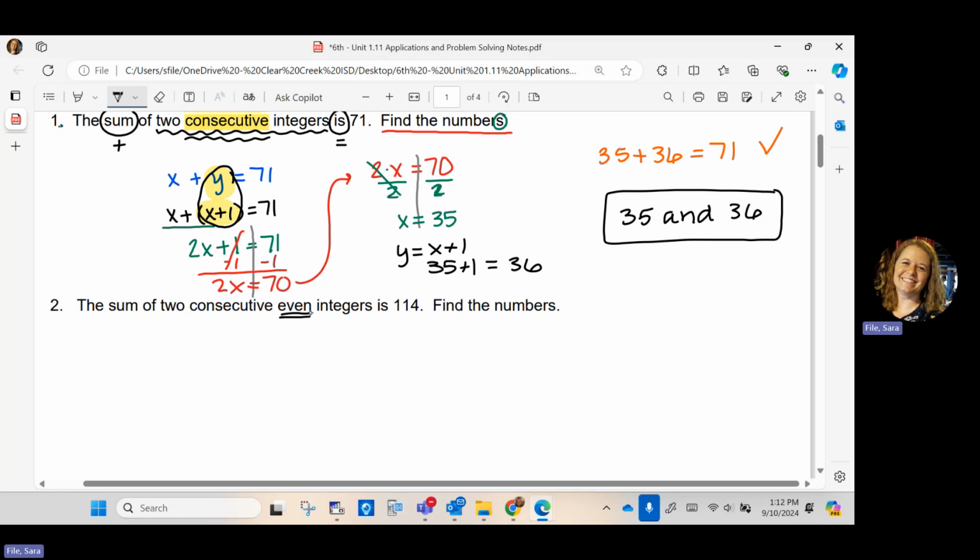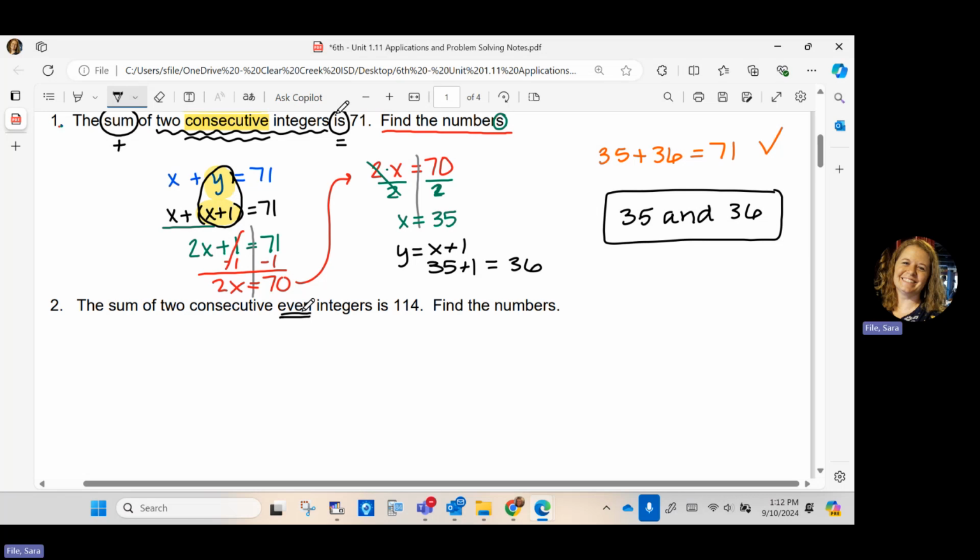Instead of our second number being 1 more than the previous number, how far apart are even numbers? What are even numbers? I heard somebody, 2, 4, 6. That's right. They're numbers that divide by 2 evenly. So how far apart are 2 and 4, or 4 and 6, or 6 and 8? How many digits are between those? 2. Okay, it's like skip counting by 2.